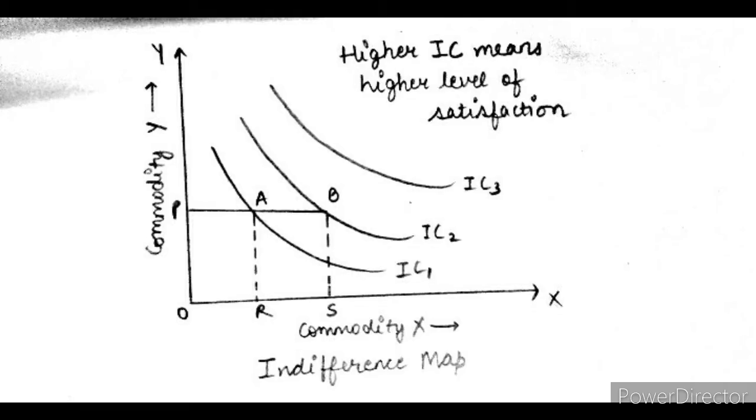So we see in this graph that the bundle on the higher IC is chosen, because bundle B is on IC2 and bundle A is on IC1. So we are choosing bundle B. We can say that higher ICs represent a higher level of satisfaction, and a rational consumer will always choose a bundle which is on a higher indifference curve.